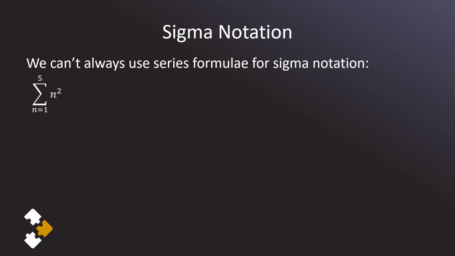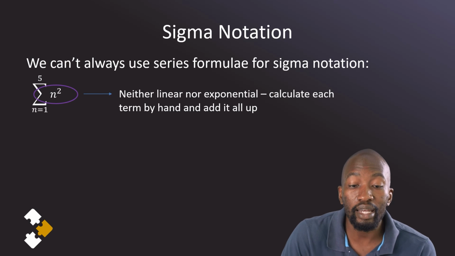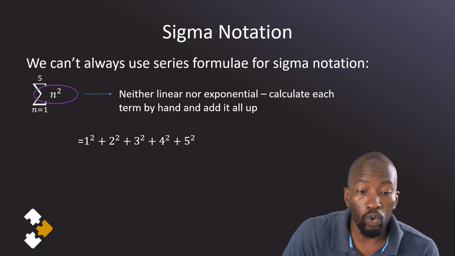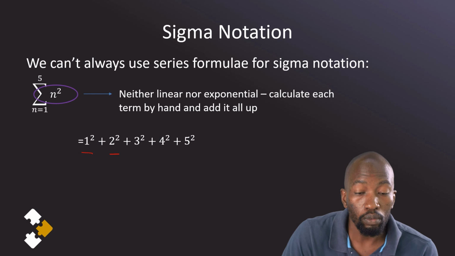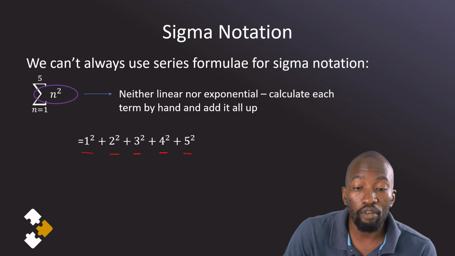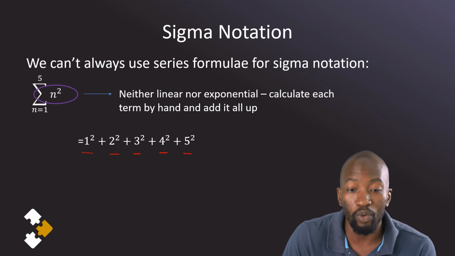So remember, we can't always use series formulae for sigma notation. Look at this one here. We have n squared. It's neither linear nor exponential. So we calculate each term by hand and add it all up. All we have to do is start where n is equal to 1, so we'll have 1 squared, then make n 2, 3, 4 until we reach 5. Then after we have those, we need to add them all up and find the value of sigma, or the sum.